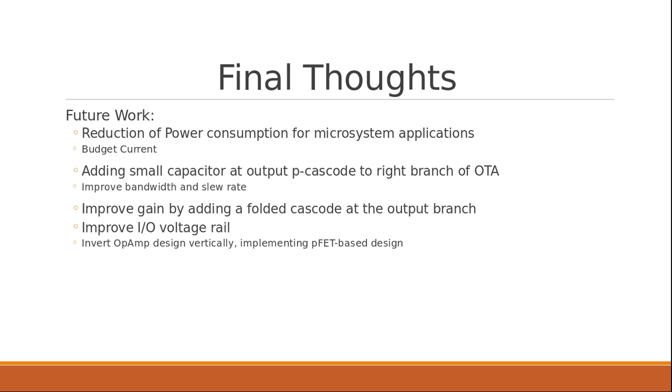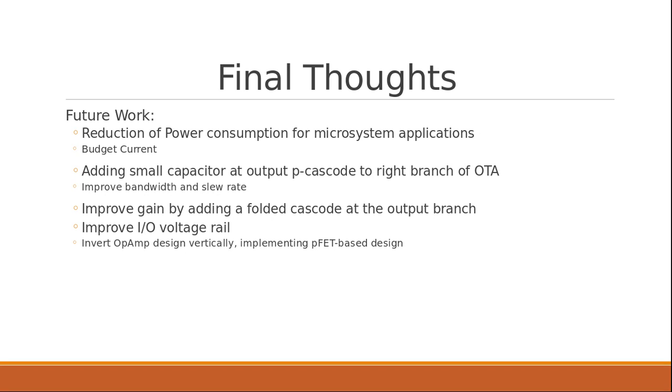I'd like to add a few final thoughts to conclude the experiment. We'd like, in future work, to reduce the power consumption in order to use this design in microsystem applications, and in order to do that we need to budget current more wisely and tune the parameters of the transistors to meet this. We would also possibly alter the design by adding a capacitor between the P cascode at the output, and we did notice that this improved bandwidth and slew rate, but we could not get it to work with our gain, so that is a possibility.